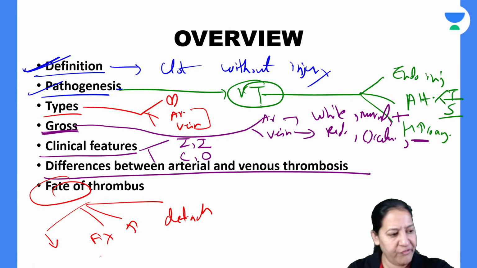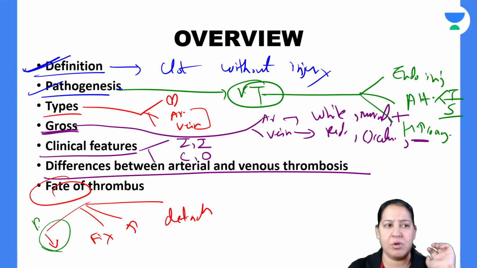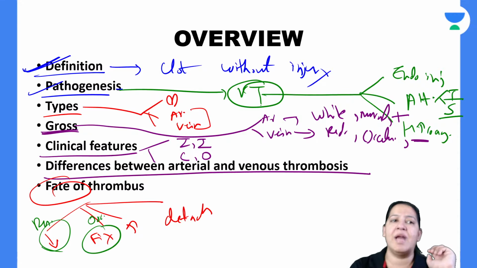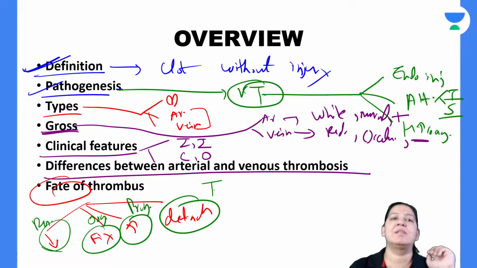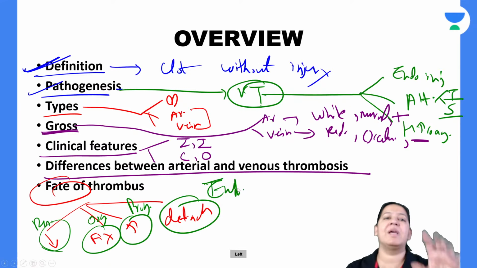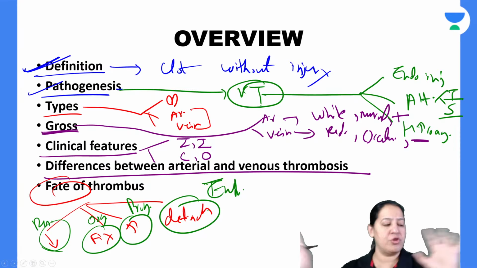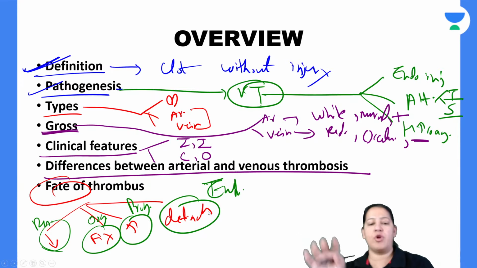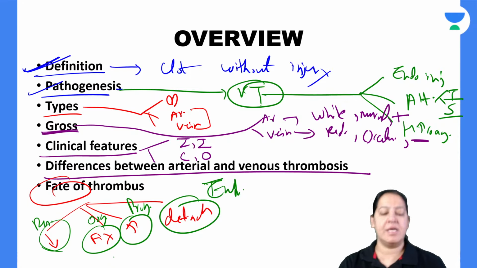So the names of the four fates: if it decreases in size, it is known as resolution. Fixed in size means organization. Increase in size means propagation, and detached from its site, it is known as embolus. Embolus. Have you got it? Now my next topic is embolism. We are done with thrombosis. Do you have any doubt with thrombosis? The next topic of teaching is embolism.